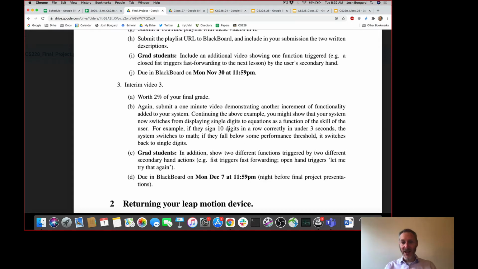As they get better, you'll switch from teaching ASL to teaching math. For example, if they get 10 in a row correct, for each of 3-second presentations, so over a span of 30 seconds they get 10 out of 10 correct, the system switches to math. If they fall below some performance threshold while in the math segment of your game, it switches back to single digits. So you're showing a dynamic increase and decrease in the difficulty of whatever your functionality is.